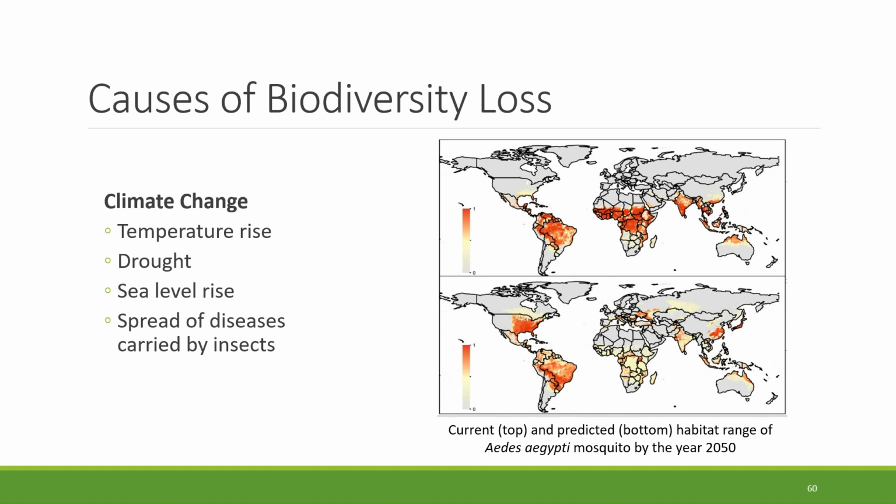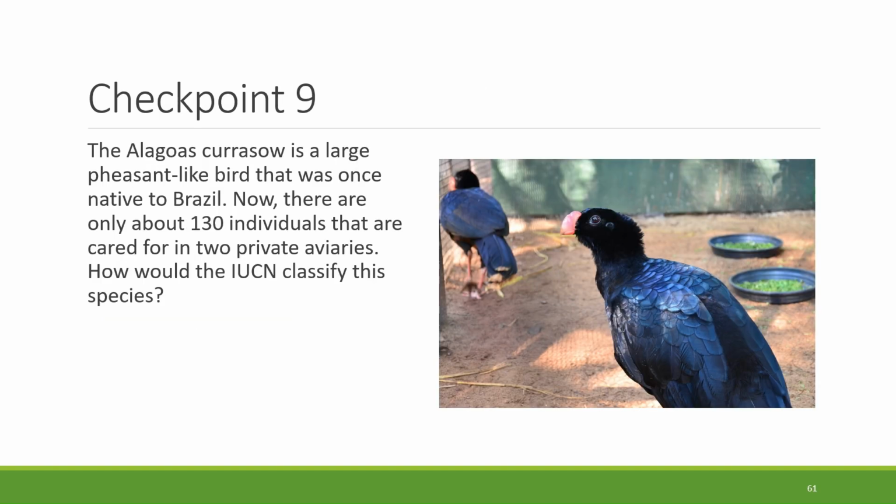And before we get into the reasons why you should care, let's pause for another checkpoint. The Alagoas curassow is a large pheasant-like bird that was once native to Brazil. Now there are only about 130 individuals that are cared for in 2 private aviaries. Out of the 8 categories established by the IUCN, how would this guy be classified?